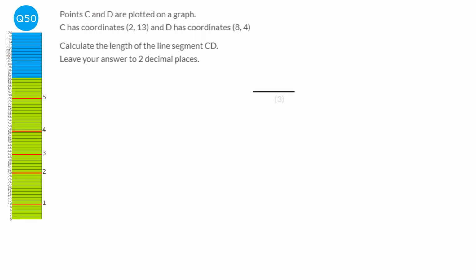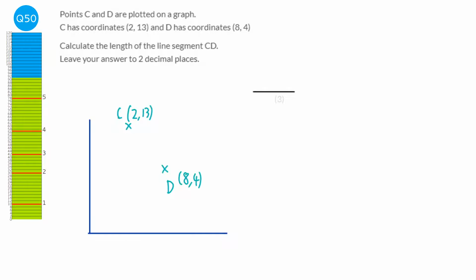Okay, let's just do a quick sketch of the graph. And we've got coordinate C is at (2, 13), so we're going to say that's roughly there. And that's C, and that's at (2, 13). And then we've got D, which is at coordinates (8, 4). And we're just asked to find the length of the line segment, so this length here.